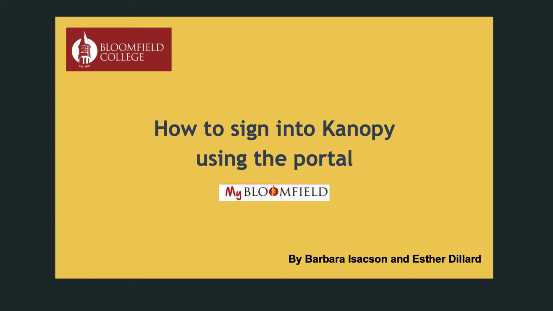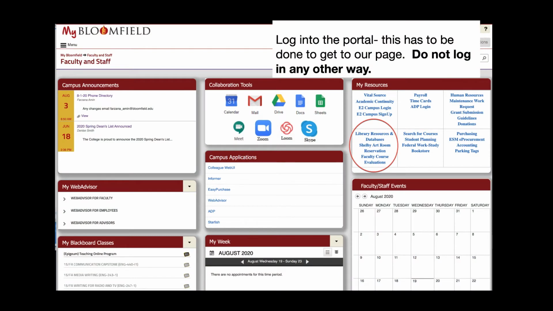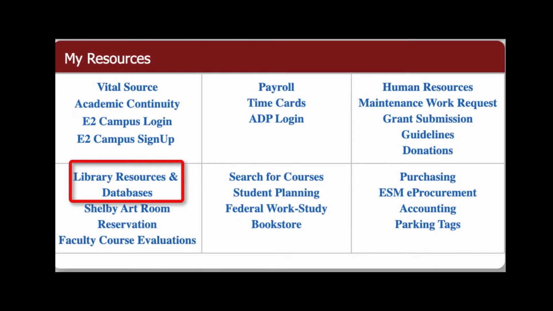Here's how to sign up and sign into Kanopy through the Bloomfield College Portal. First thing you need to do is sign into the Bloomfield College Portal with your Bloomfield College email and your password. Once you go there, you'll see Library Resources and Databases in the highlighted region, circled in red. Go to the words Library Resources and Databases.